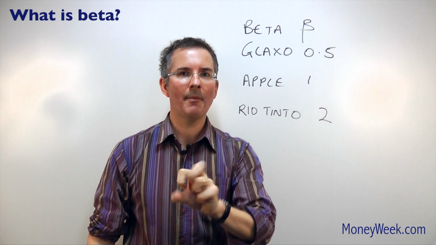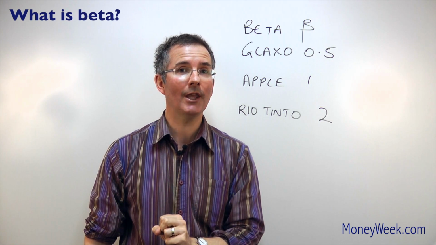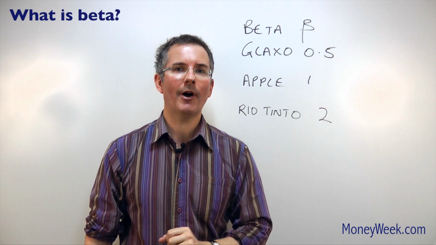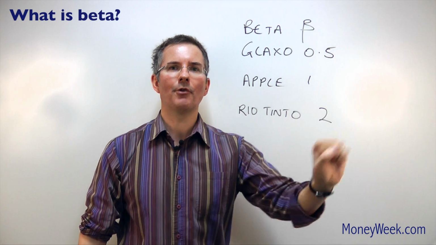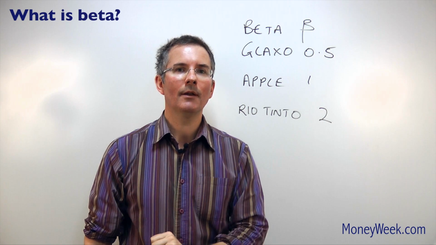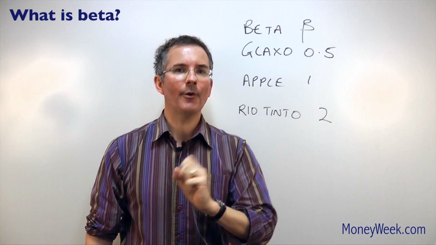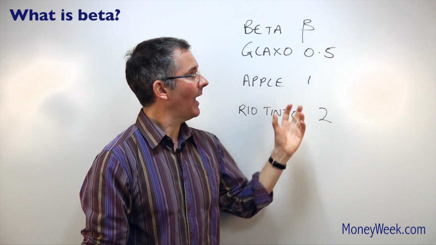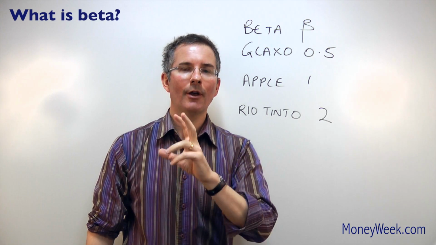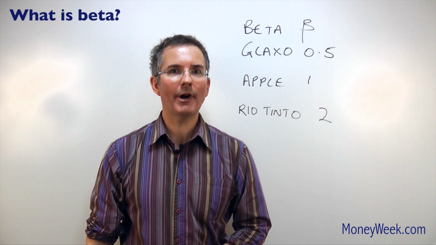Do they move with the market? Do they move less than the market, low volatility, or do they move more than the market? And the market is often defined as, say, the S&P 500, if you're looking at the US, or a version of the FTSE. The 100 is a bit narrower, but you could take, for example, the FTSE All-Share. All right. So beta is a measure of how volatile a particular stock might be when measured against the rest of the market.